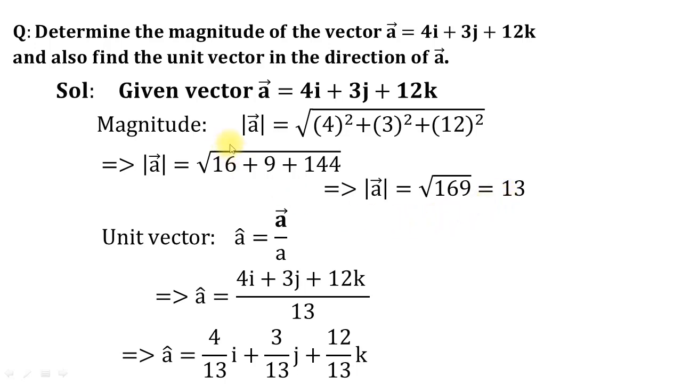Now how to find the unit vector in the direction of vector A? A cap represents the unit vector in the direction of vector A, which is equal to vector A divided by the magnitude of vector A. So 4i plus 3j plus 12k is the vector A, and 13 is its magnitude. Now we can write 4 by 13 i plus 3 by 13 j plus 12 by 13 k. And dear students, you know that a unit vector is a vector whose magnitude is 1. So if we check the magnitude of this vector, it will be 1. So this is the unit vector in the direction of vector A.